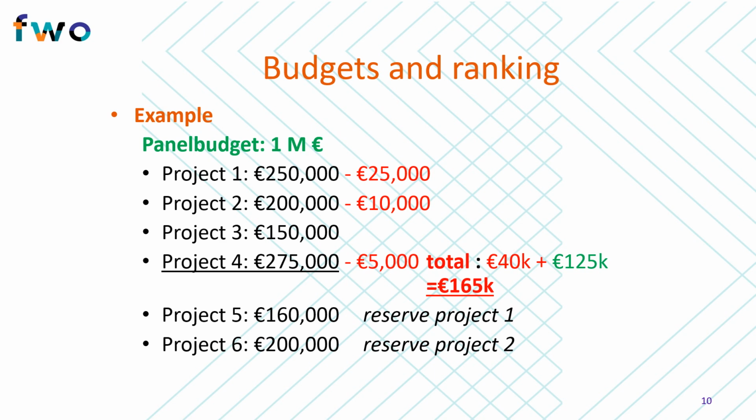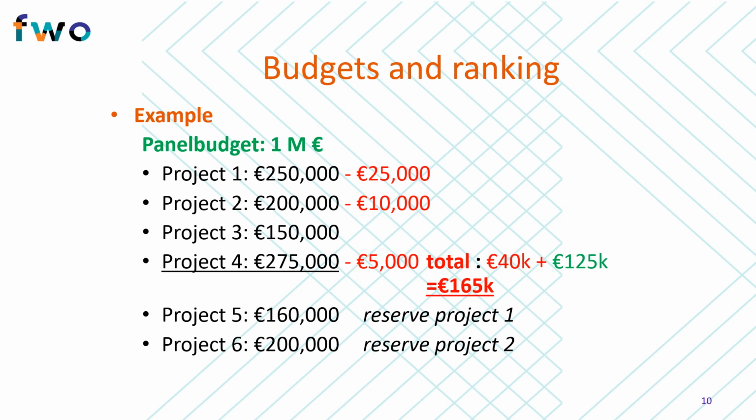The example on this slide shows how the mechanism works. The panel has sufficient budget to fund the 4 top projects of the ranking. It decides, on the basis of scientific arguments, to cut in the funding for project 1, 2, and 4. These cuts, totaling €40,000, can, however, not be used to supplement the overall balance of €125,000, so as to still fund the 5th project. The 5th and the 6th project in the ranking are designated as reserve projects.